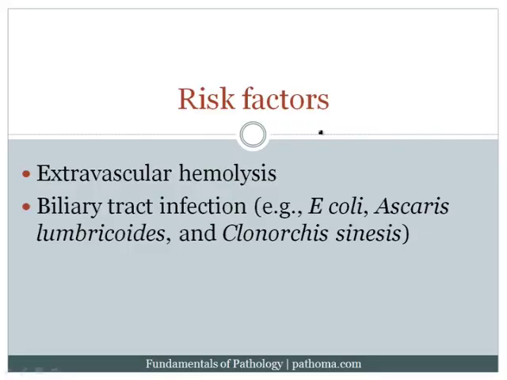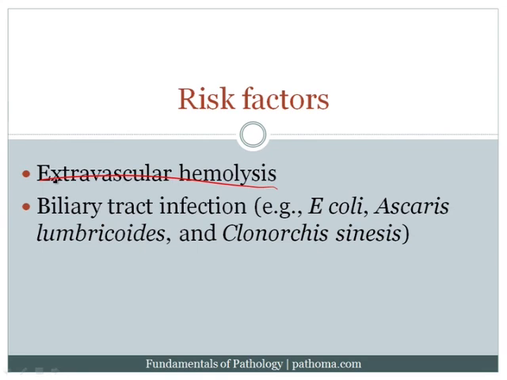Now, the risk factors for bilirubin stones are basically extravascular hemolysis. Again, in extravascular hemolysis, you get a large amount of production of unconjugated bilirubin by the reticuloendothelial system, in particular the splenic macrophages. Recall that the splenic macrophages, when they eat the red blood cells, they break down the hemoglobin into heme, and then the heme is broken down into iron and protoporphyrin. The iron is recycled, but the protoporphyrin is converted to unconjugated bilirubin.